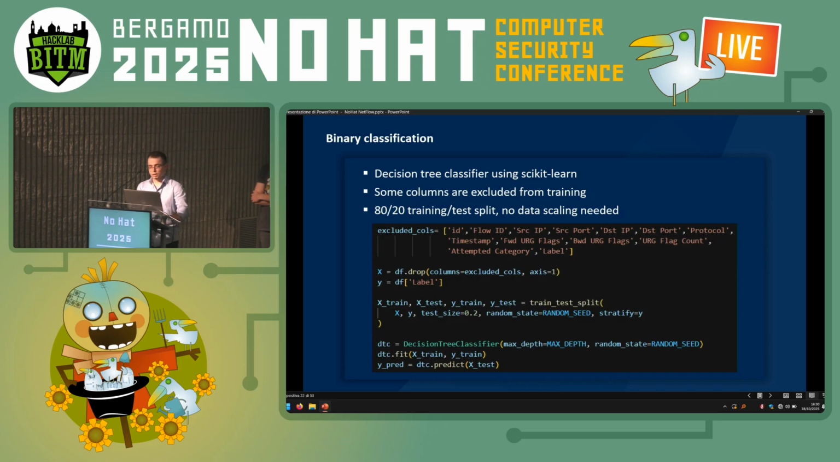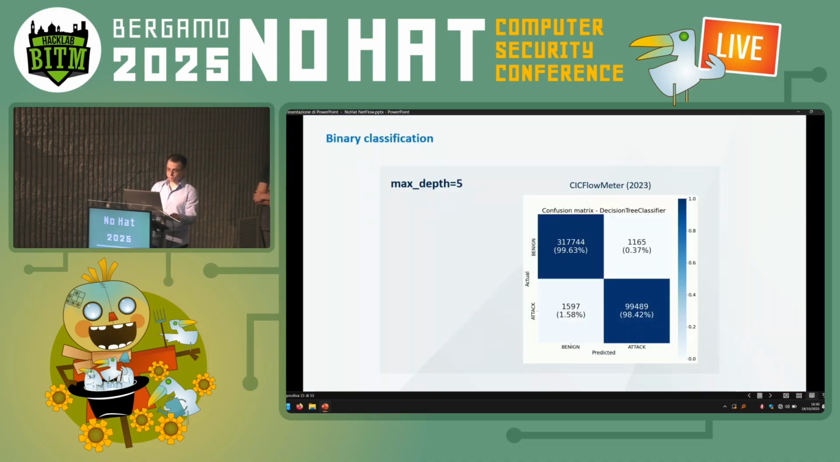So let's build a simple binary decision tree classifier using the scikit-learn library. So I'm going to exclude some columns from training, like, for example, the flow identifier, source and destination IP addresses and ports, and timestamps. And I'm going to split the data into training and test sets using an 80-20 split. No data scaling is needed as decision trees are scale invariant. So let's start by setting a maximum depth of the tree of 5, which is already relatively small.